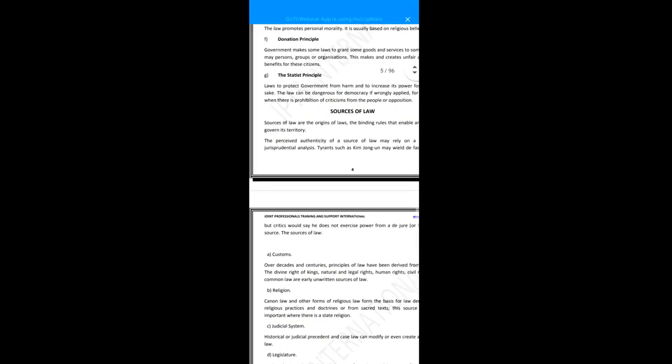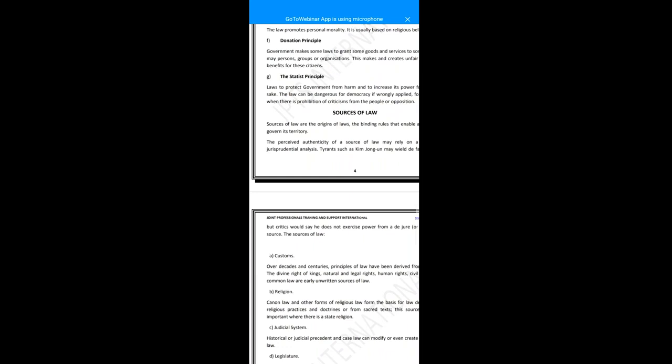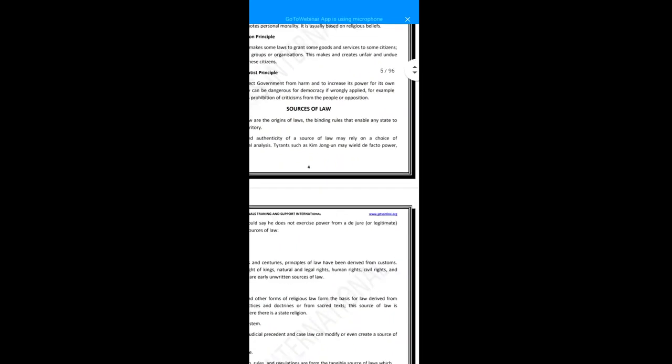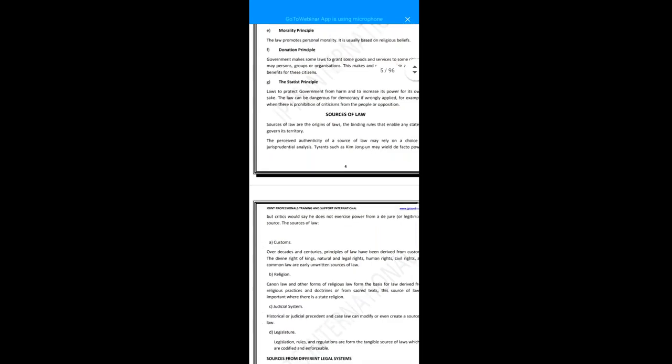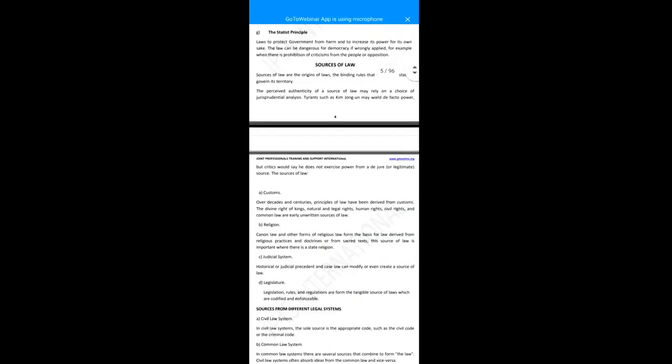So, the perceived authenticity of a source of law may rely on a choice of analysis. The choice of law has to rely on a specific analysis. That's jurisprudential analysis. Before a law can be put in place, things must be analyzed to know the extent of the law and to what extent the law will cover.